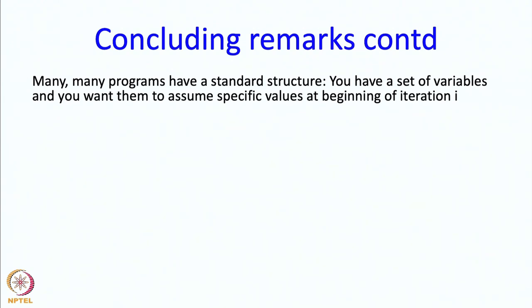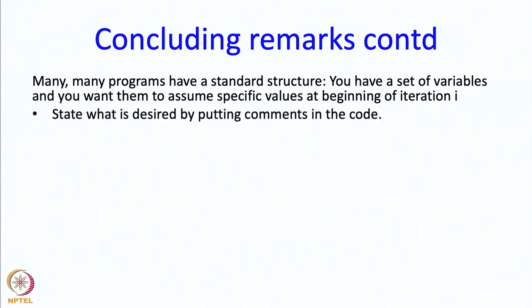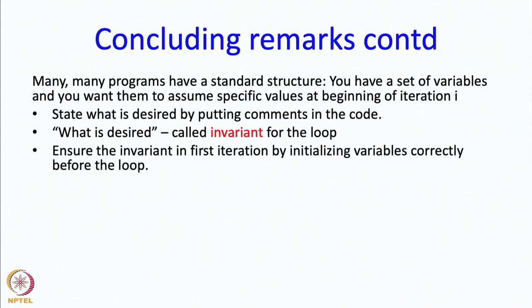Okay, so the structure that we had in this program is actually very common. What is that structure? You have a set of variables and you want them to assume specific values at the beginning of iteration i, where i could be anything. For all possible values of i, you know what values they need to take. So this knowledge should be put in the code in the form of comments. And this knowledge, what values are desired, is often called the invariant for the loop. Okay? For all loop iterations, this statement has to be true, and therefore it's called an invariant.